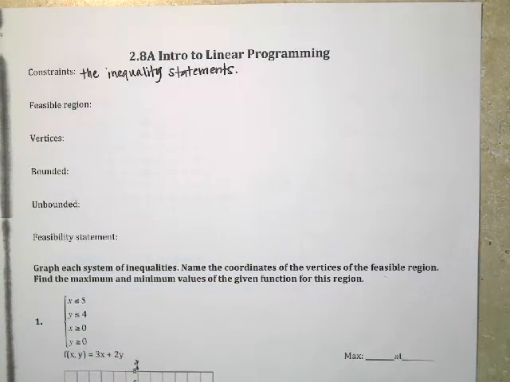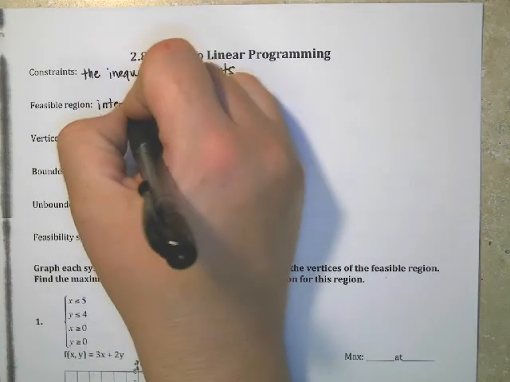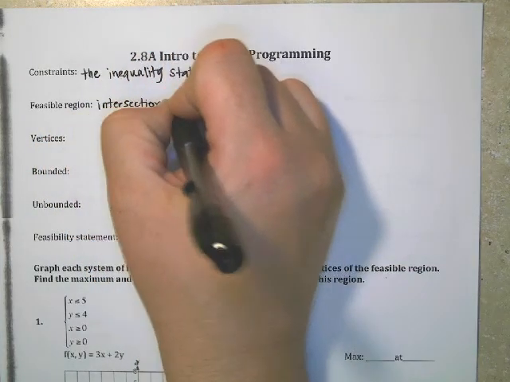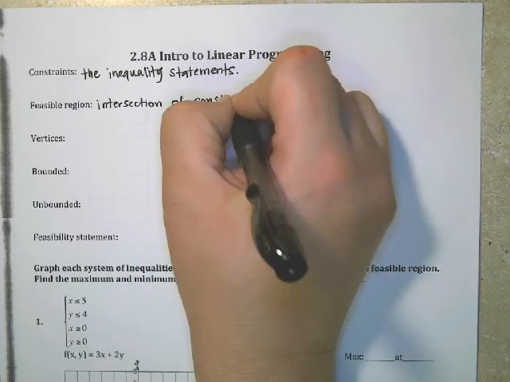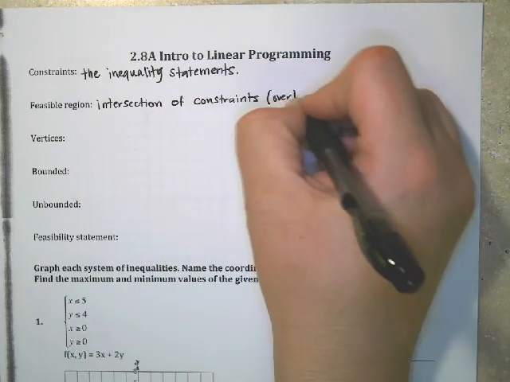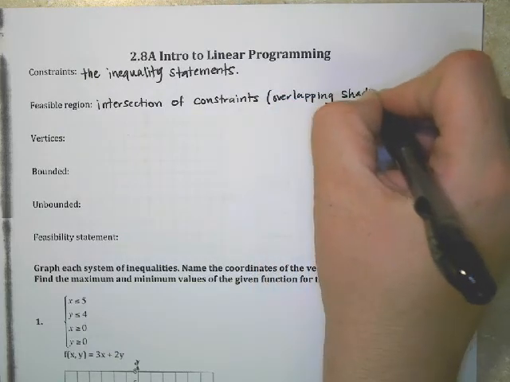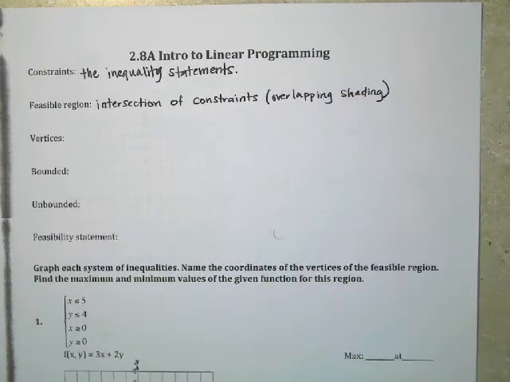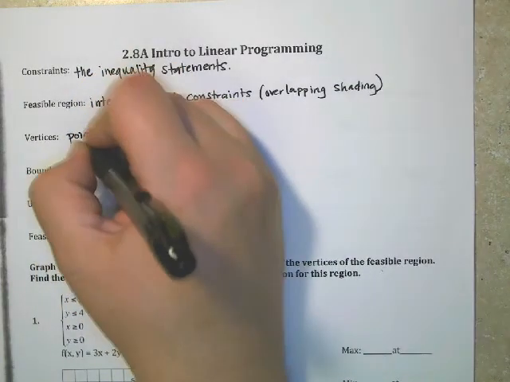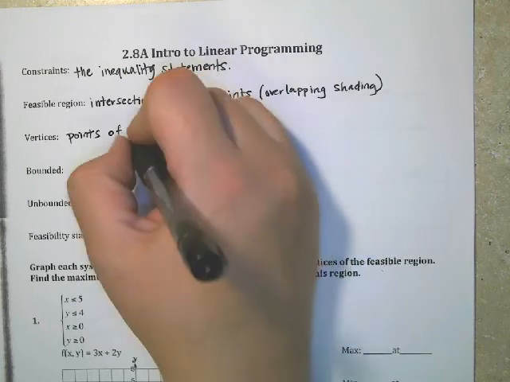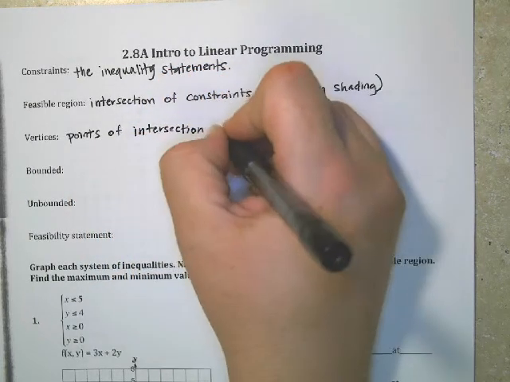A feasible region is the intersection of the constraints, which is going to be all your overlapping shading. Vertices, those are the points of intersection where the constraints meet.